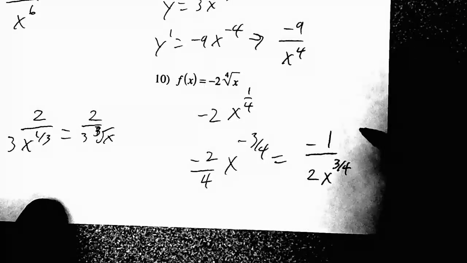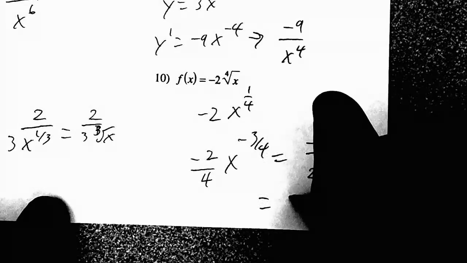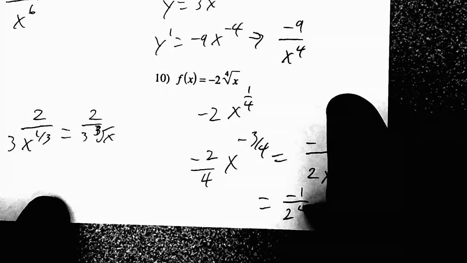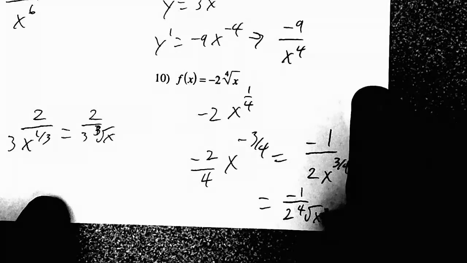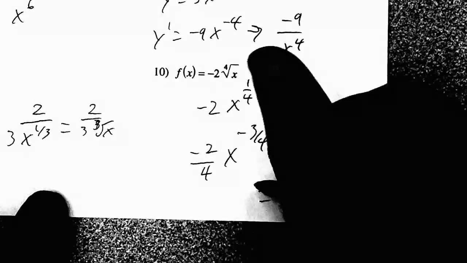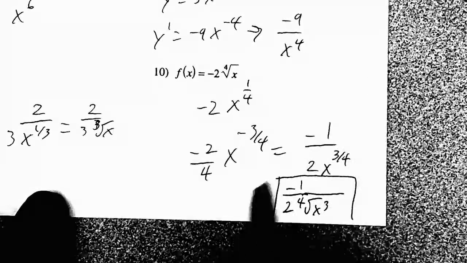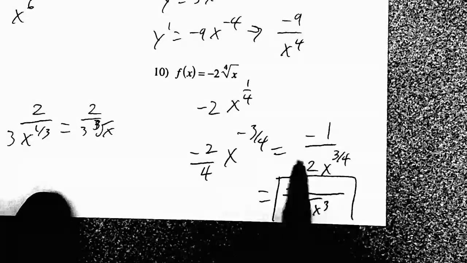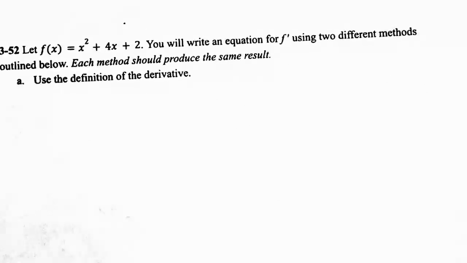And then this would equal negative 1 over 2 fourth root of x to the third. Again, this is the final simplified version. If you gave me this, I would know what you mean, but ideally you want to simplify it as much as you can.